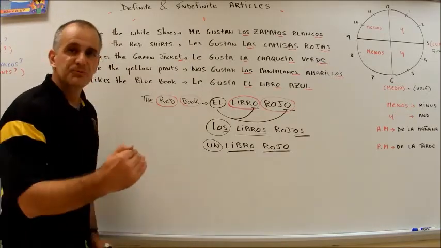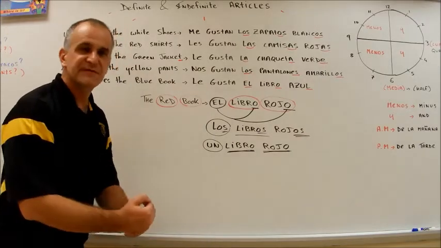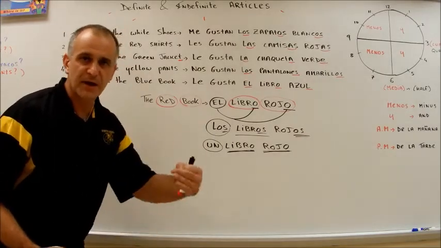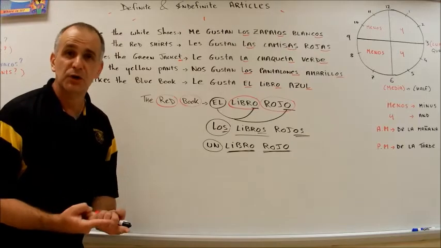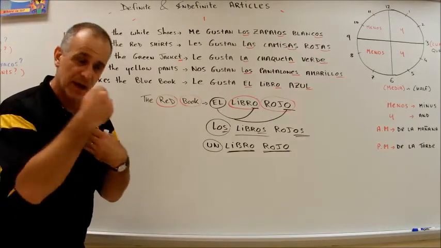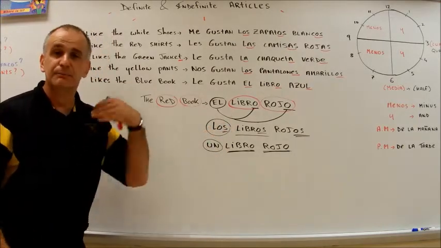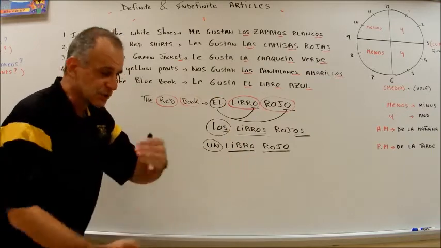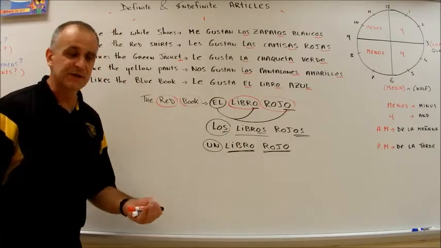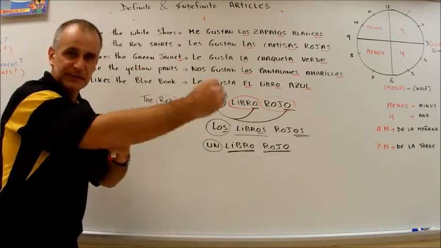And then of course the object that comes after the verb is going to define the ending of gustar, whether it's a or an. If you say I like the book, you're gonna say me gusta el libro. If you say I like the books, you got more than one, so you're gonna go for the plural ending with gustar, and it's gonna be me gustan los libros.